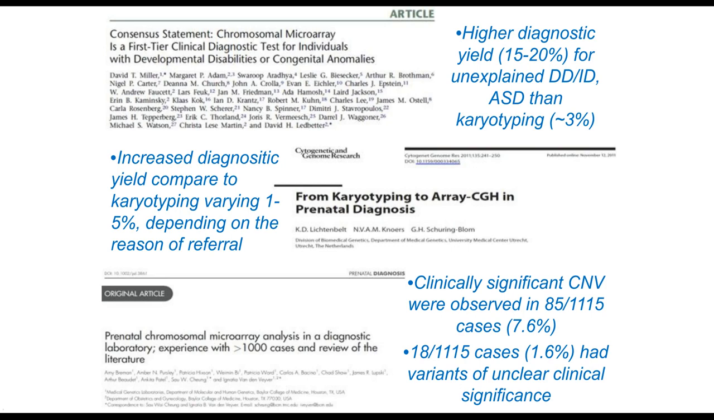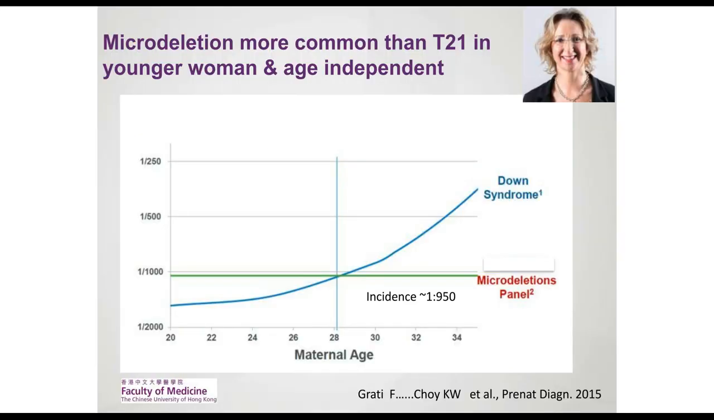It ranges from 1 to 5% or even higher if you have those with more ultrasound abnormalities. Okay, so with that, it brings up a very important point. This is work that we collaborated on with Dr. Francesca Gratti. You can see that common trisomies are related to advanced maternal age.